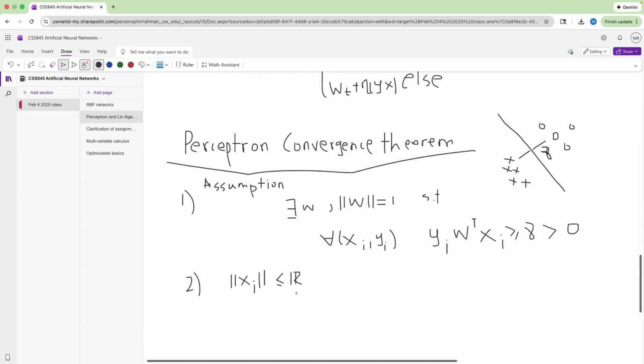So if we do that, then it's easy to ensure that the norm of these input vectors are always below some threshold. Like in this case, this threshold is R. And here I did not mean to use a real R. I just wanted to say a constant R. Okay. All right.